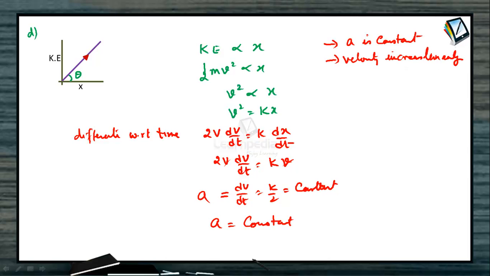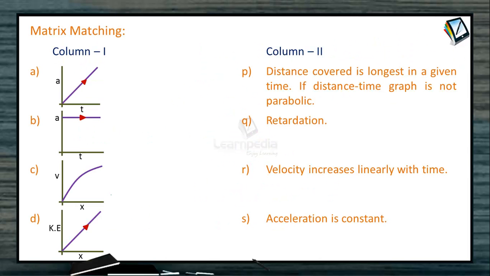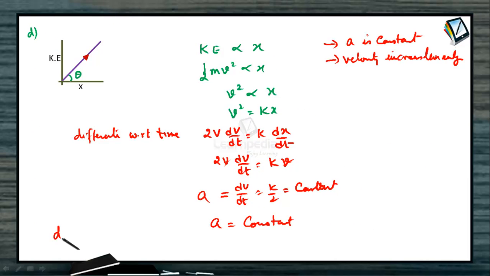So what are the conclusions we are going to get? Just look into this. Fourth graph, kinetic energy versus x. Distance covered is longest? Acceleration is constant and velocity increases linearly, since acceleration is not increasing, therefore this option may not be correct. Retardation is a wrong option. Velocity increases linearly with time is the correct option. Acceleration is constant is also a correct option. So for D, R and S are both correct.